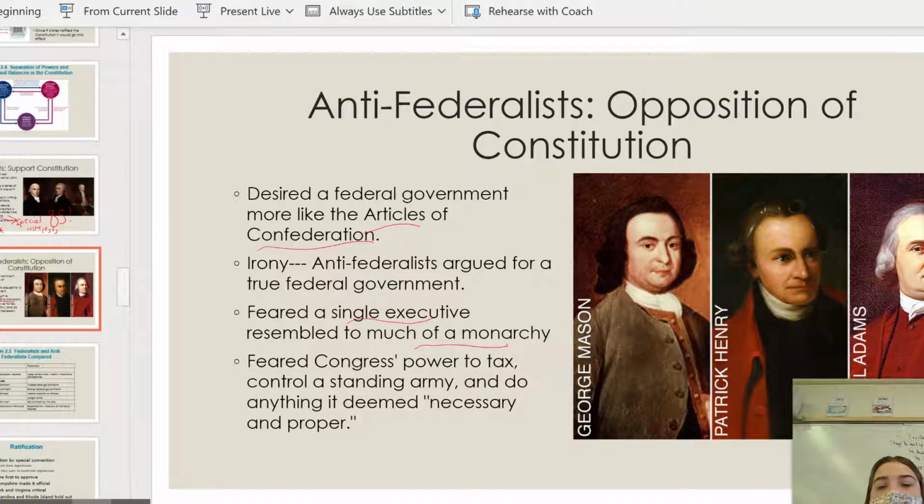The Anti-Federalists desired a federal government that was more like the Articles of Confederation, which was funny because they were arguing for a true federal government. This is ironic because under the Articles of Confederation, when you see the word confederation, you also see the word confederal. Now, you have federal government systems and then you have confederal government systems.